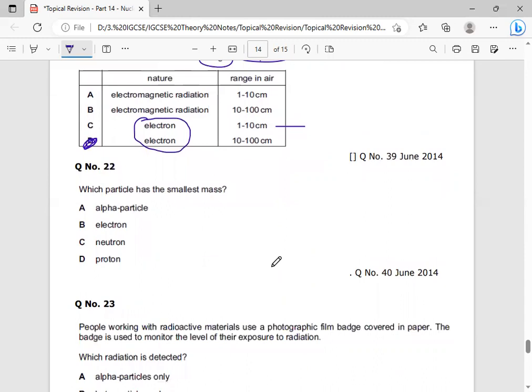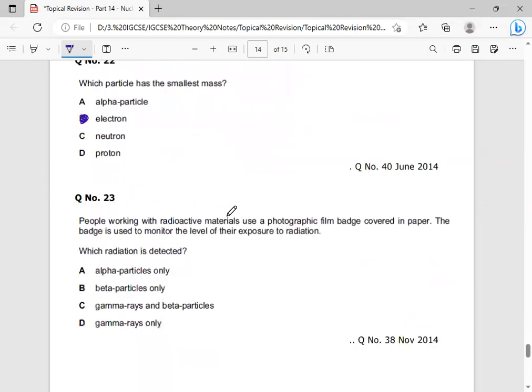Which particle has the smallest mass? Obviously, the electron is the lightest particle. So the electron or beta particle has the smallest mass.